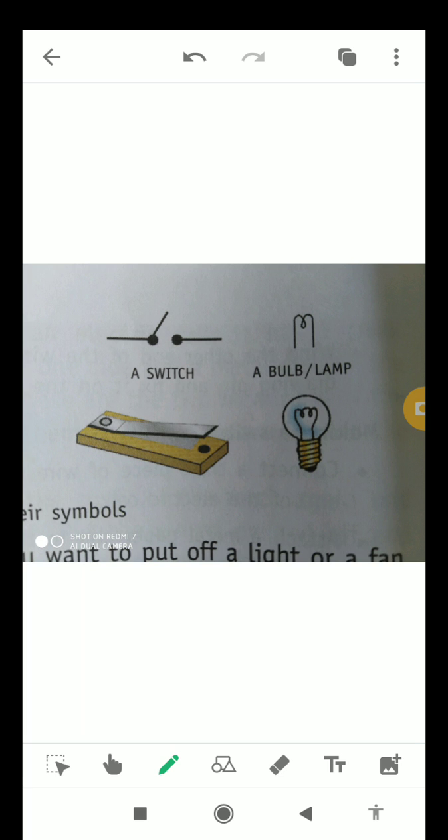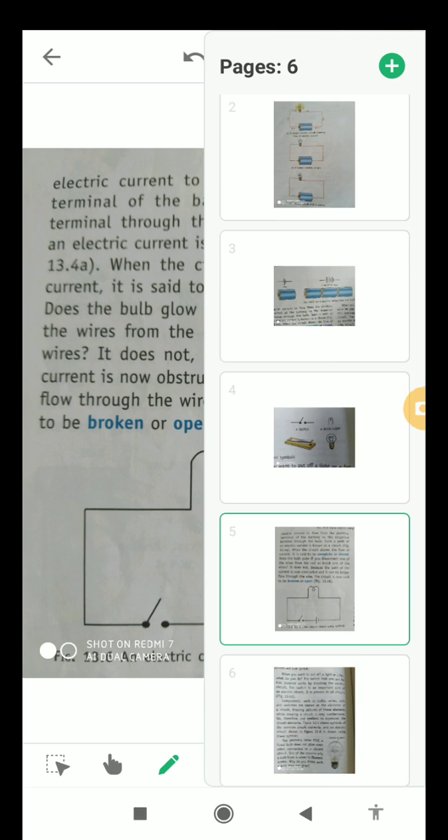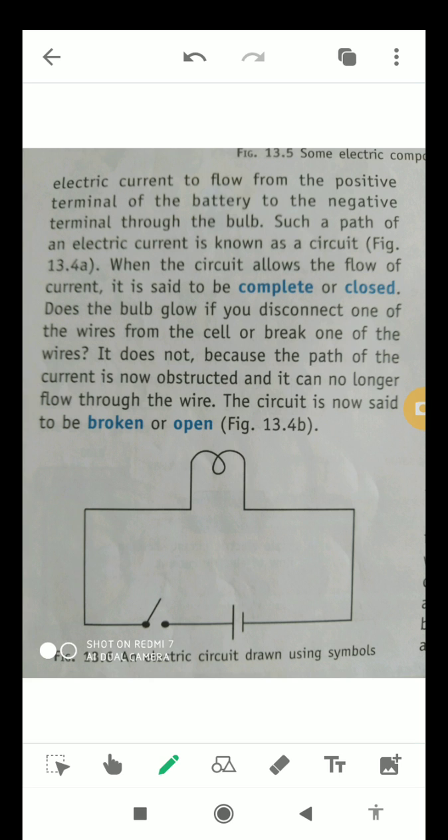Apart from this, you can see there is a switch. This is also one of the elements of the electric circuit, and there is a bulb as well. This is also an element of the electric circuit. For electric current to flow from the positive terminal of the battery to the negative terminal through the bulb, such a path of an electric current is known as a circuit.